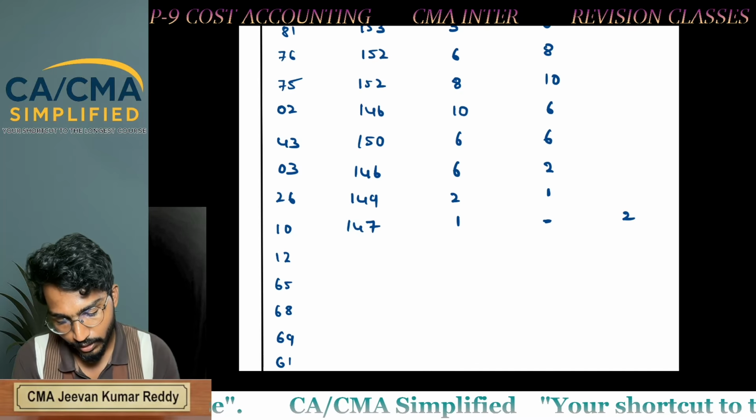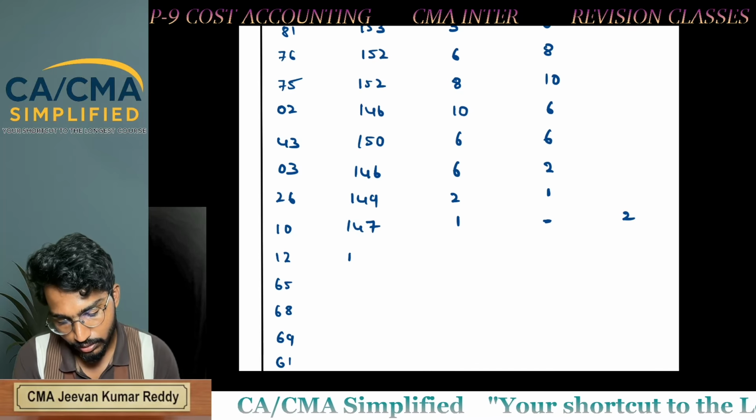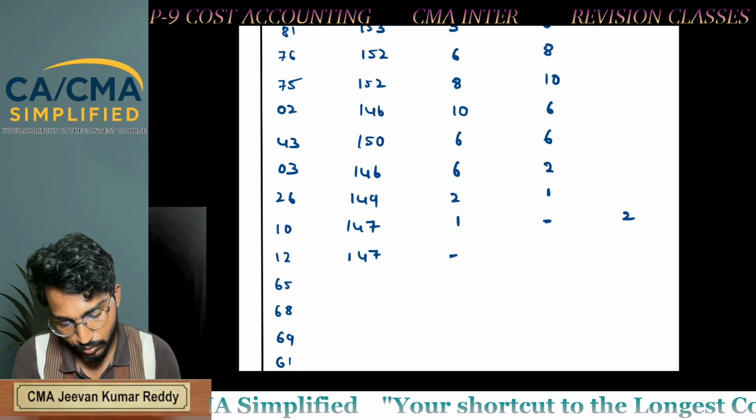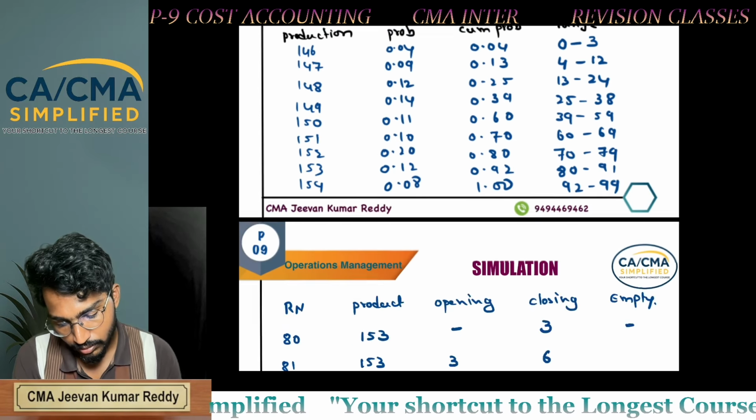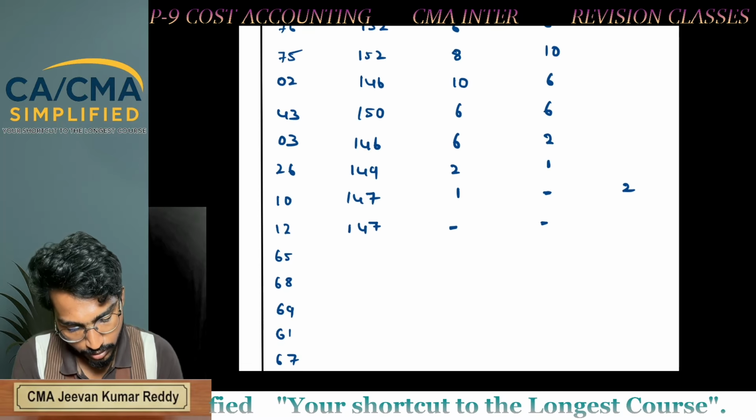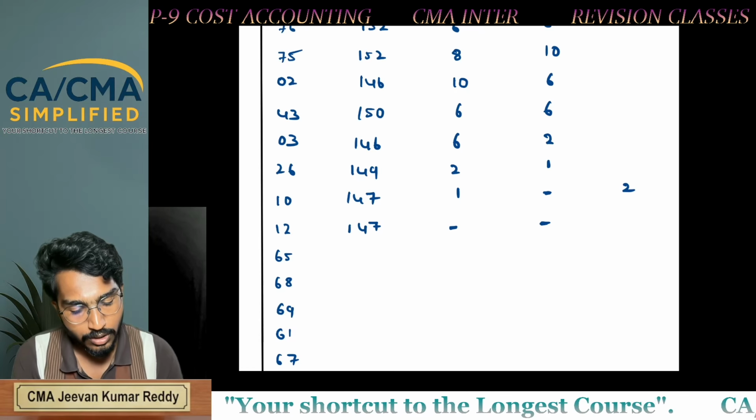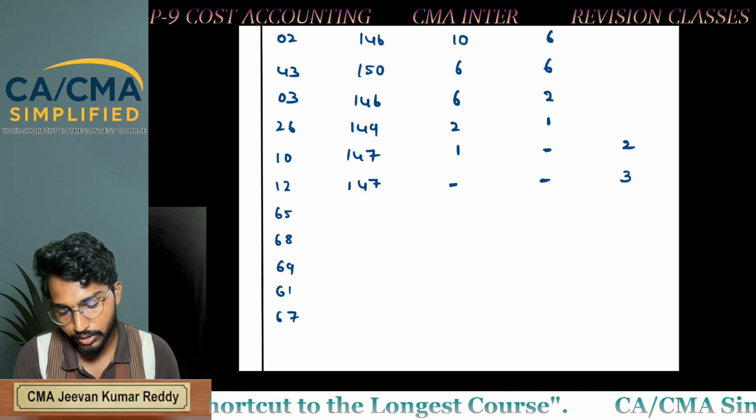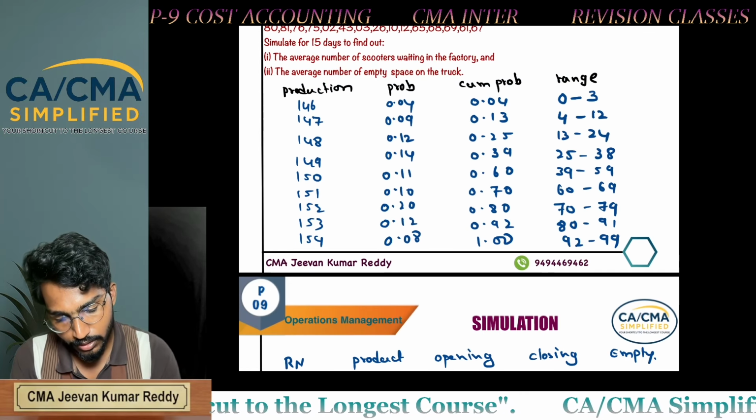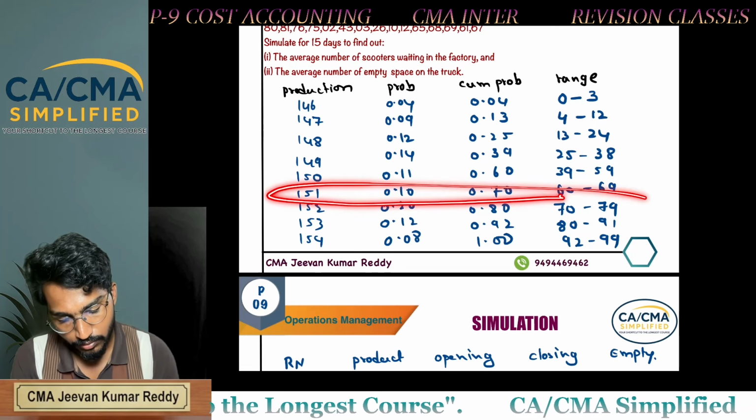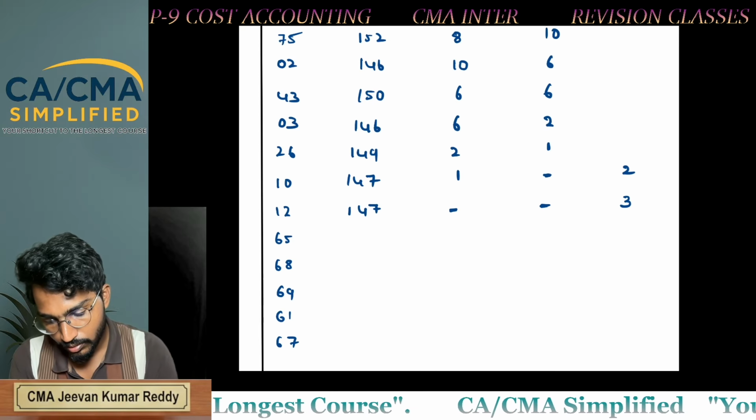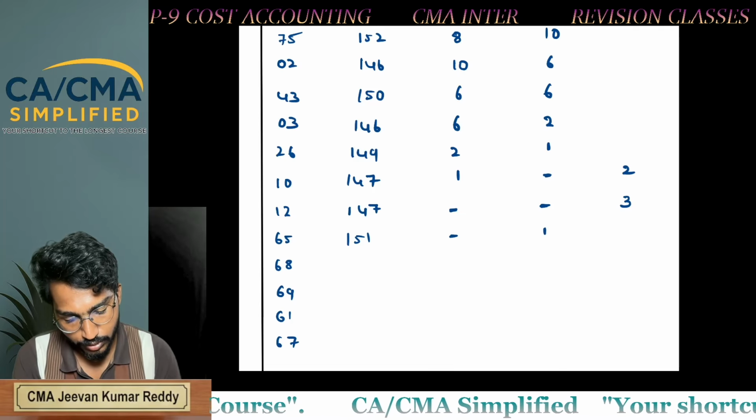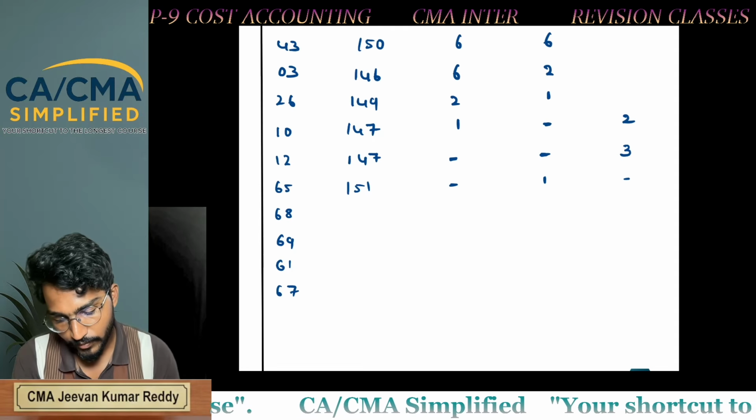Next, 112. So here it is also 147. There is no opening. So as well as there is no closing, the truck will go empty by how many? 3 scooters. Next, 65. 65 means 151. 151. There is no opening. 1 scooter. Next, 68.